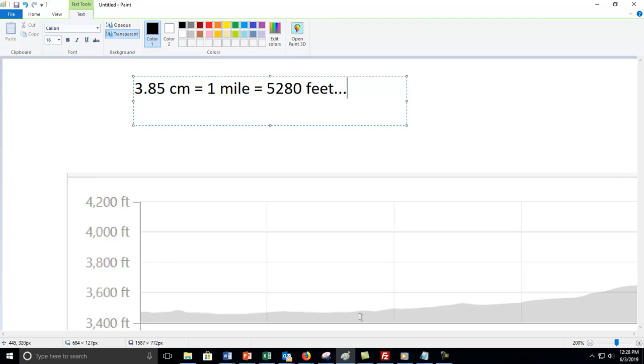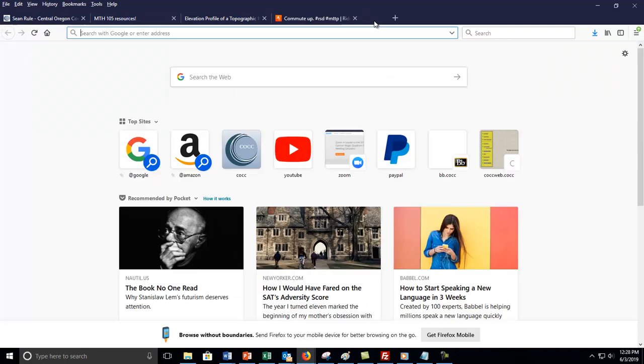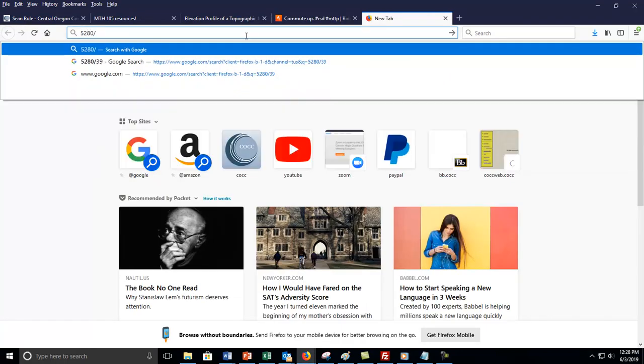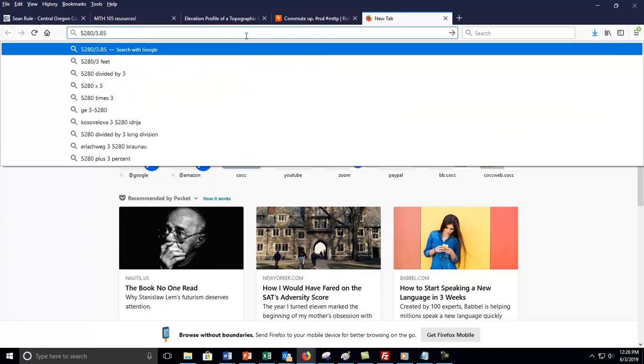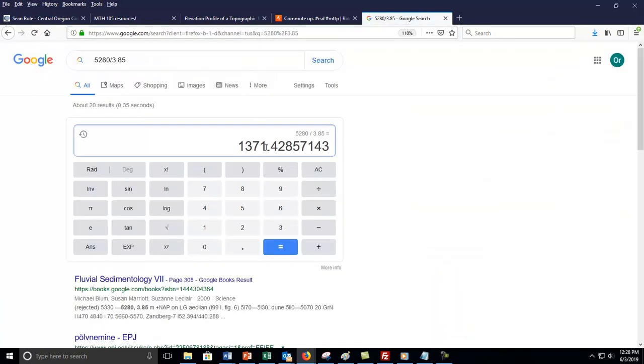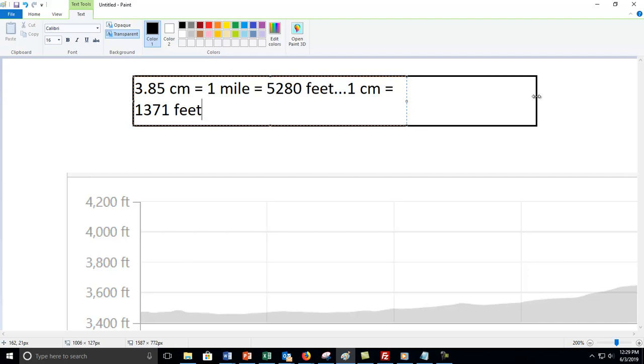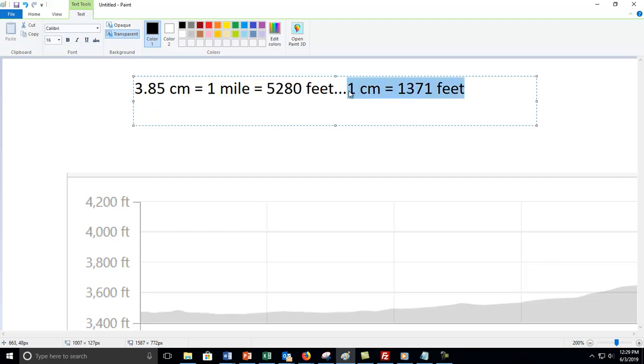So let me wander over here, and let's do 5,280 feet divided by 3.85. Okay, there we go. 1 centimeter on the horizontal is about 1,371 feet. Okay, there we go. That's what we're going to want to use right there. That's going to be that right there.